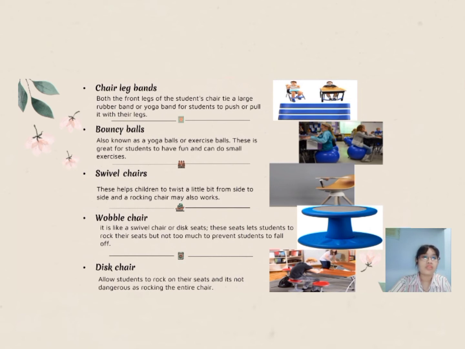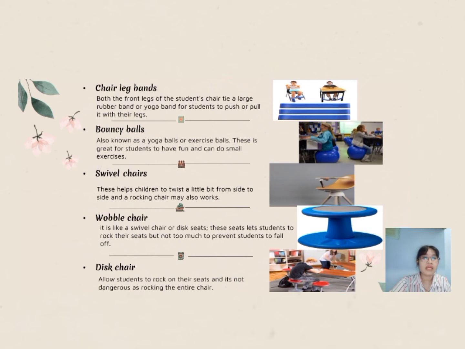Next is the bouncy balls or the yoga ball or exerciser balls. Ito naman great for the students because they can have fun and they can do small exercises. Next is the swivel chairs. These help the students to twist a little bit from side to side, and rocking chair may also work. And then wobble chair, it is like a swivel chair or disc seat. These seats let the students rock their seats but not too much, to prevent students from falling off. Next is the disc chair. Allow students to rock on their seats and it's not as dangerous as rocking the entire chair.